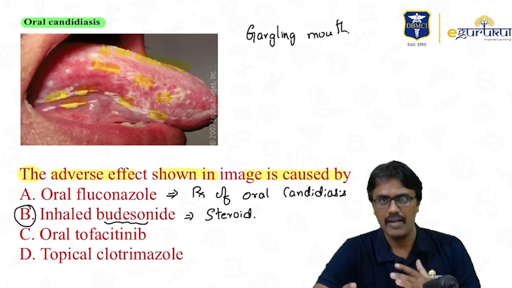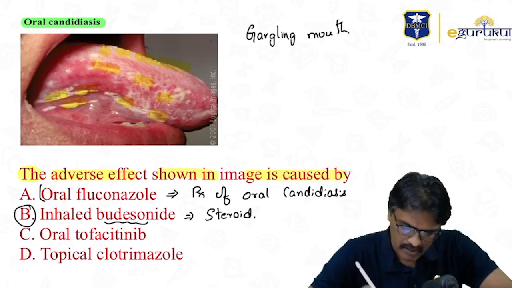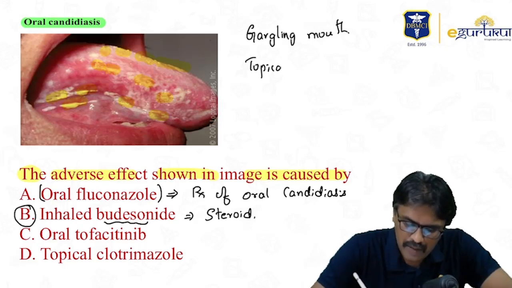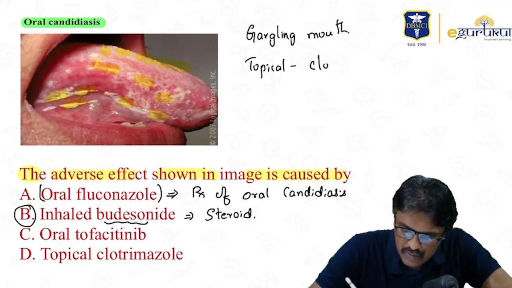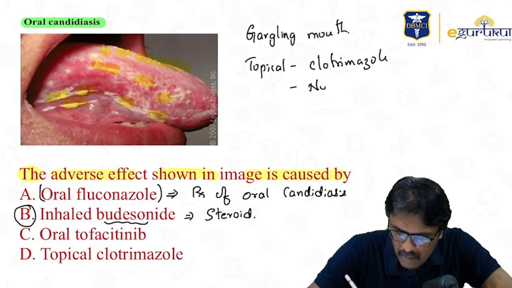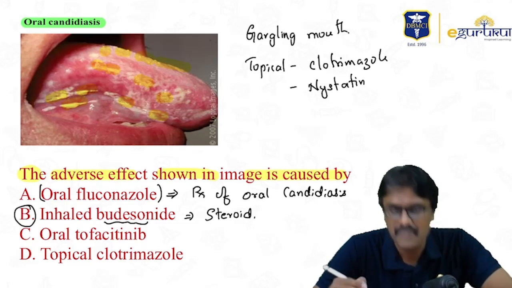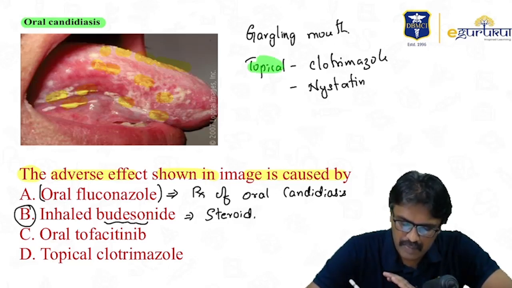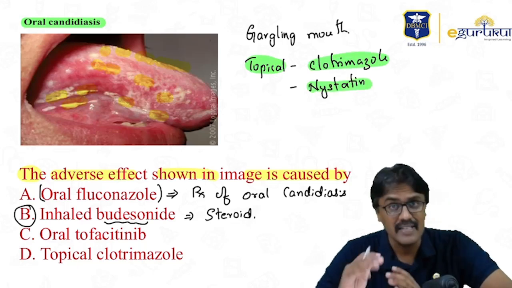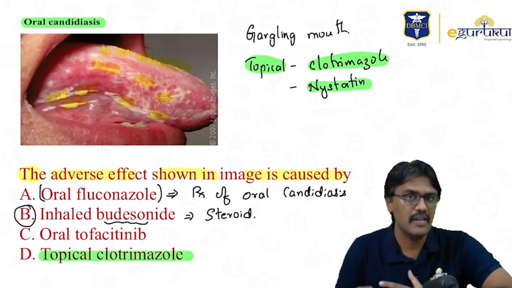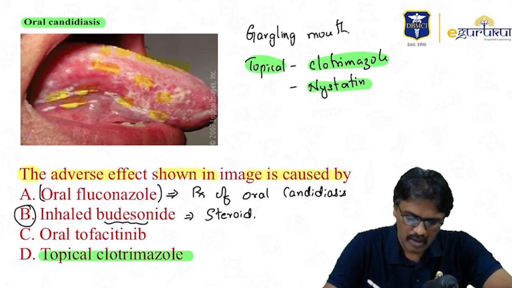Now, if there is oral candidiasis, what is the treatment? One is systemic: you can use oral fluconazole. You can also use topical preparations, clotrimazole as well as nystatin. So one is a tablet, fluconazole, and you can also use topical clotrimazole and nystatin. So the other option, topical clotrimazole, is used for treatment. It doesn't cause candidiasis.